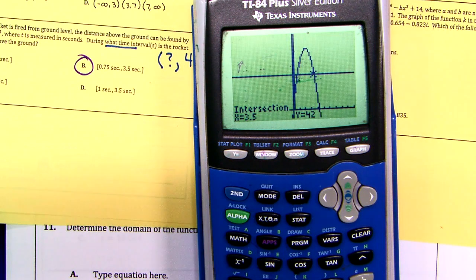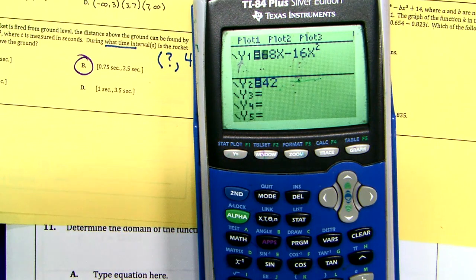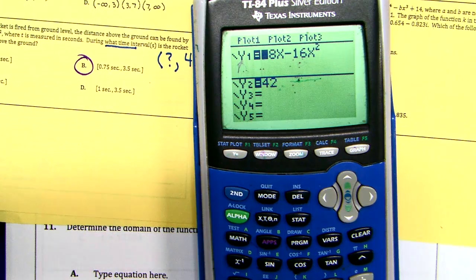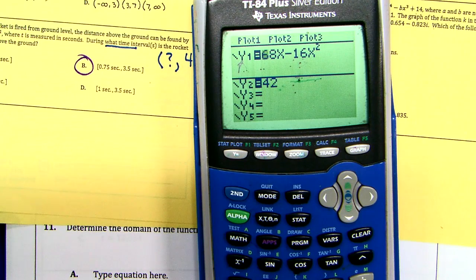How did I get that? Y equals, and then I put a second equation in of 42. That's a horizontal line. Okay. So number 12 is going to be the same type of problem. You're going to find your intersection, the same exact steps.